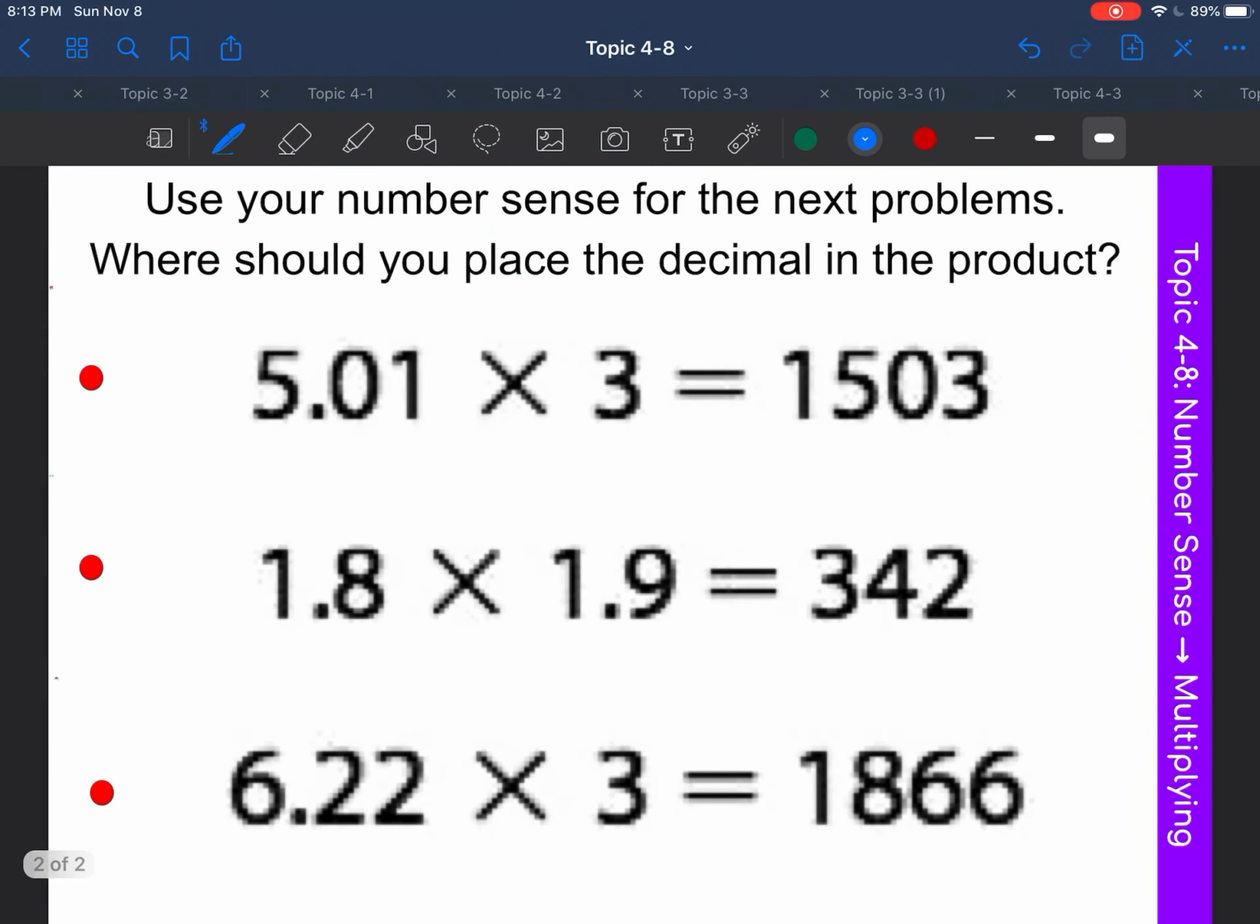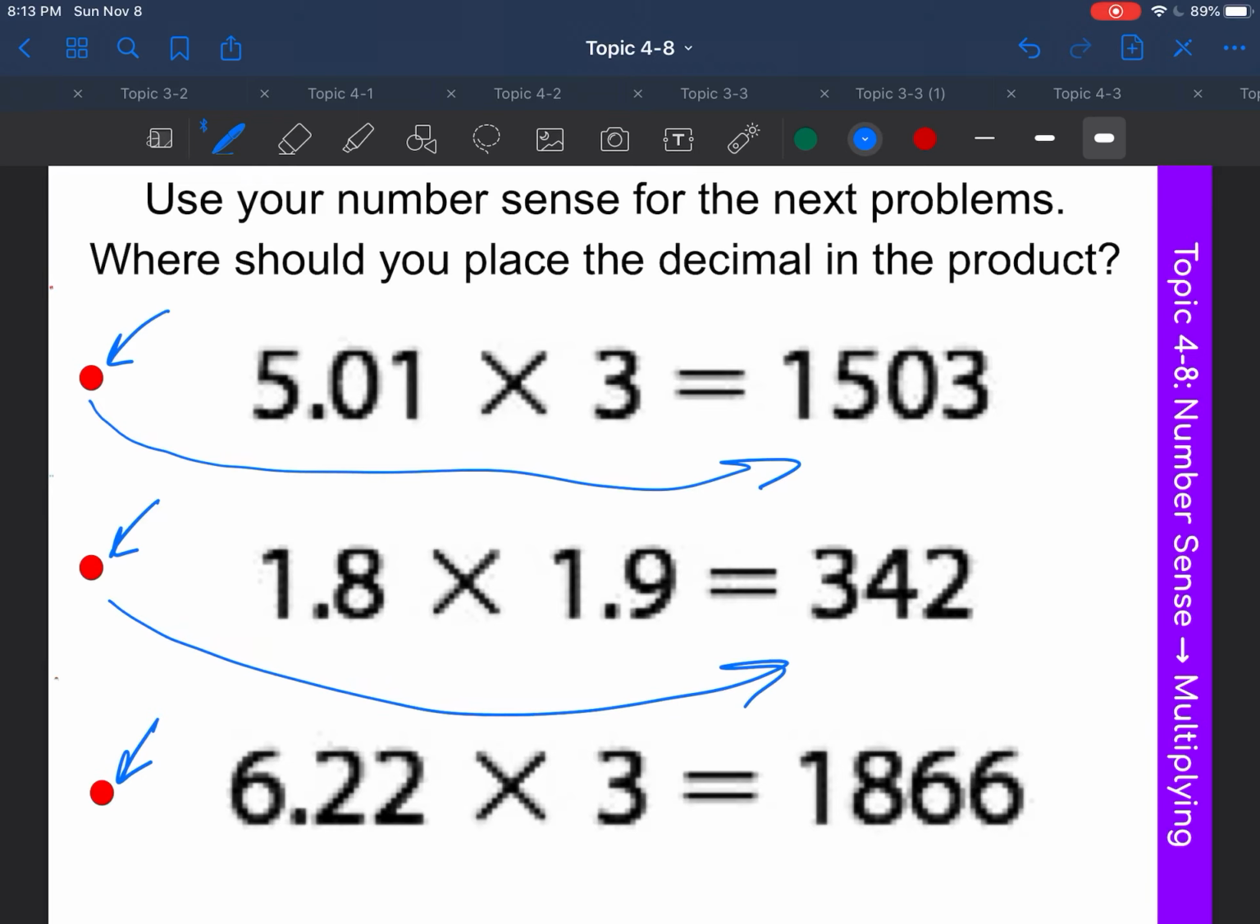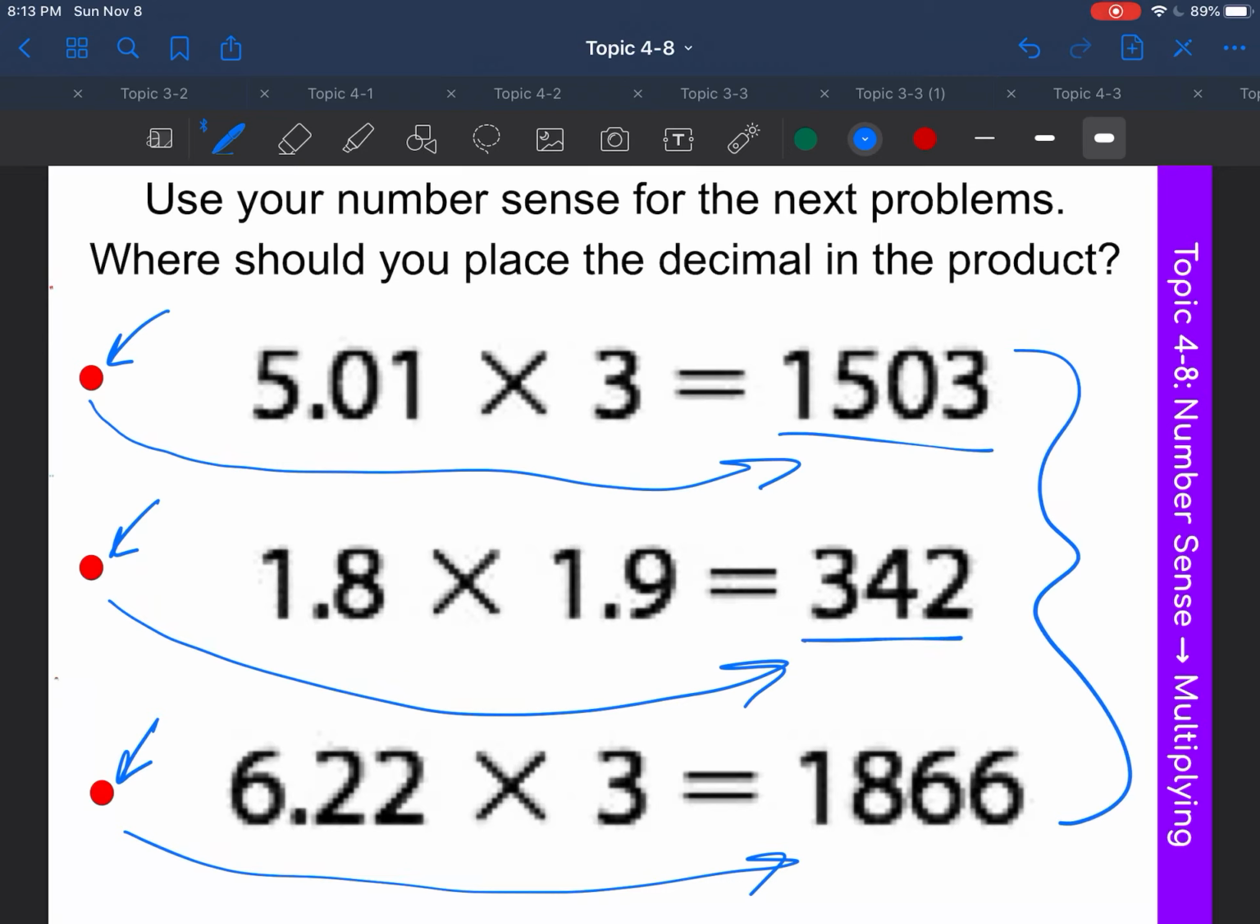So what you're going to do for these next ones, I have these dots right here, which are supposed to be decimal places. And what you're going to do on your Google slide in your virtual notebook, you are going to drag these decimal places to where you think the decimal place should go in these numbers. Okay, so all of these answers, 1,503, 342, 1,866, are the correct numbers that are in the answer. But now, since we are multiplying with decimals, you need to figure out where should the decimal place go.